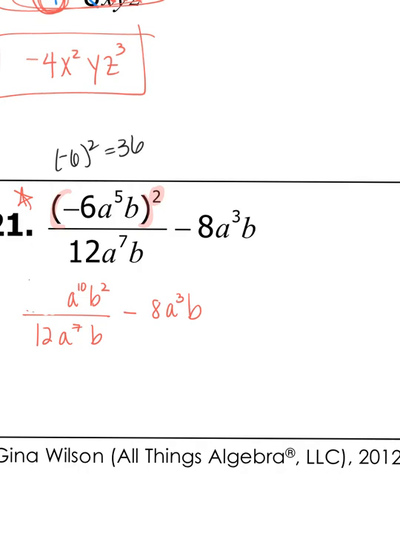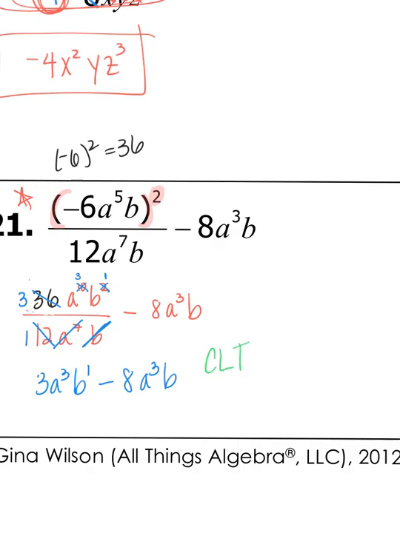-6 squared is equal to 36. And I can reduce this fraction. So 12 turns into 1 and 36 turns into 3. Reduce there by 12. A to the 7th is gone, leaving me with a to the 3rd. And b is gone, leaving me with b to the 1st on the top. So 3, a to the 3rd, b to the 1st, minus 8, a to the 3rd, b. And now we are just combining like terms. Keep in mind that you are not changing the variables and exponents. They are like terms. So 3 minus 8 is -5, a to the 3rd, b.